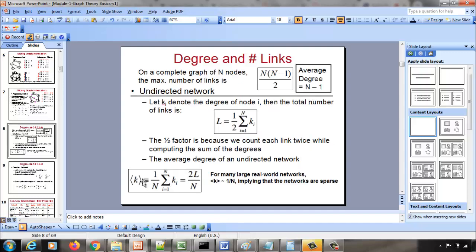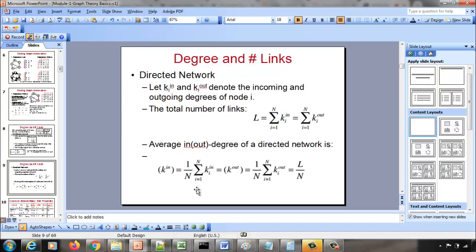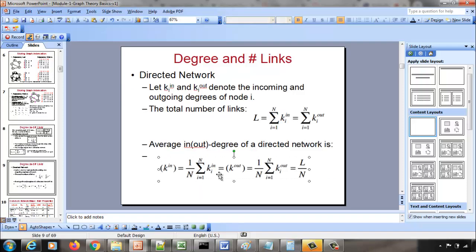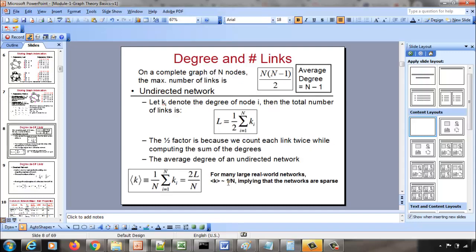So previously, for the average degree for an undirected graph, we had 2 times the number of links divided by the number of vertices. Whereas for a directed graph, the average in degree is simply the number of links divided by the number of vertices. And the same definition will also hold good for the average out degree of the vertices. Okay. So that's the difference between directed and undirected graphs with respect to the degree and the relationship with the number of links and vertices.